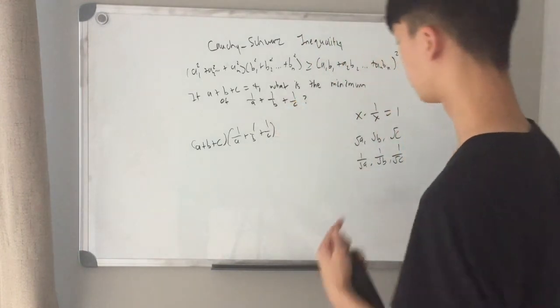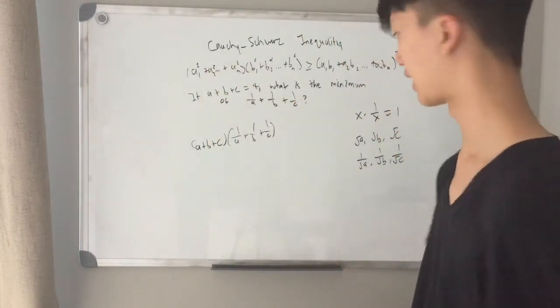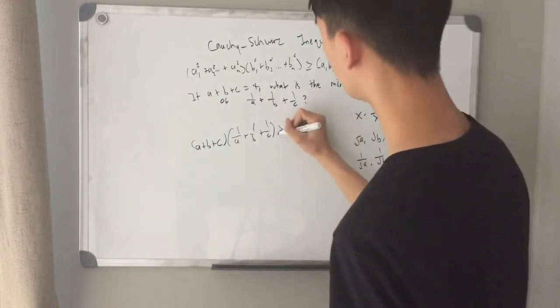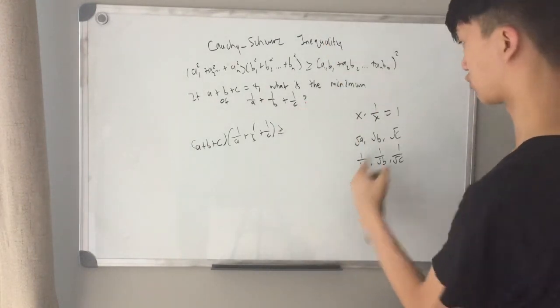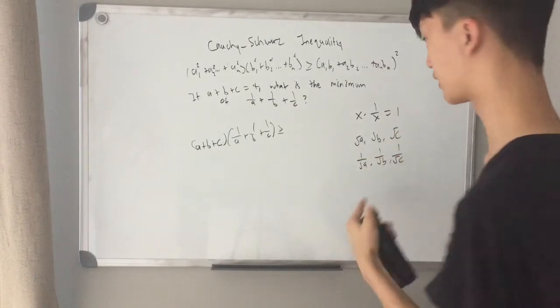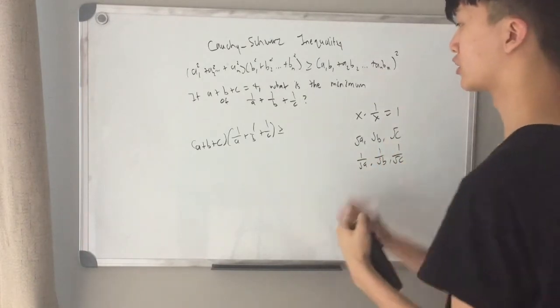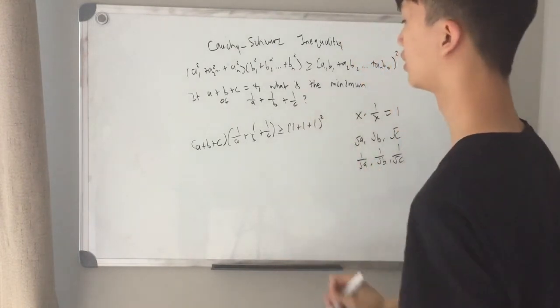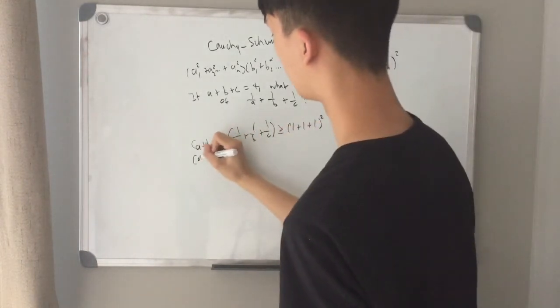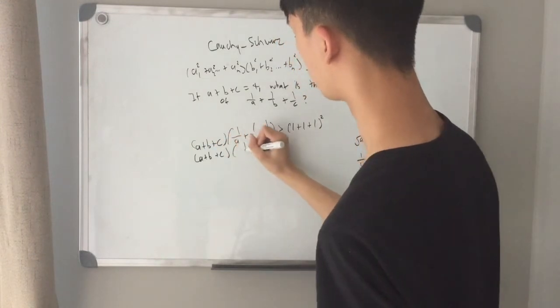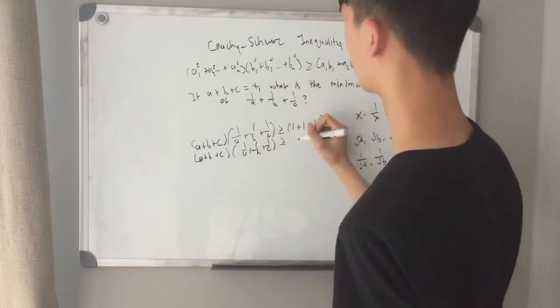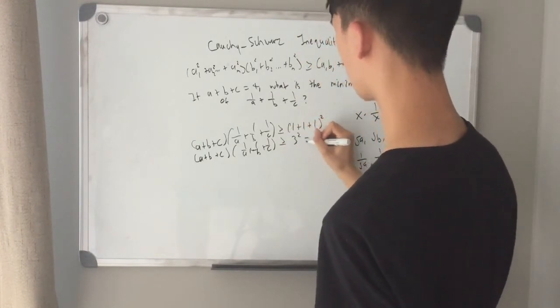There are no square roots because we square each term, and so we get a, b, c, 1 over a, 1 over b, and 1 over c. This is greater than or equal to root a times 1 over root a is equal to 1, root b times 1 over root b is equal to 1, and the same for root c. So we get 1 plus 1 plus 1, all squared. So then we have a plus b plus c times 1 over a plus 1 over b plus 1 over c is greater than or equal to 3 squared, which is equal to 9.